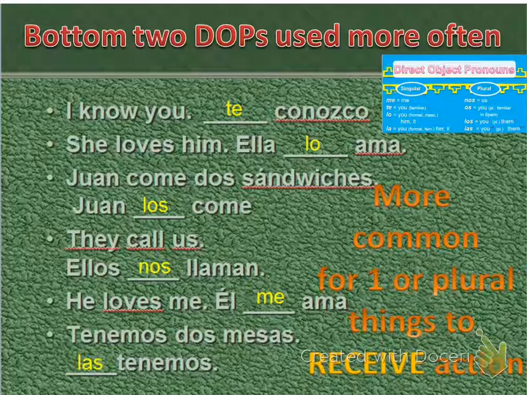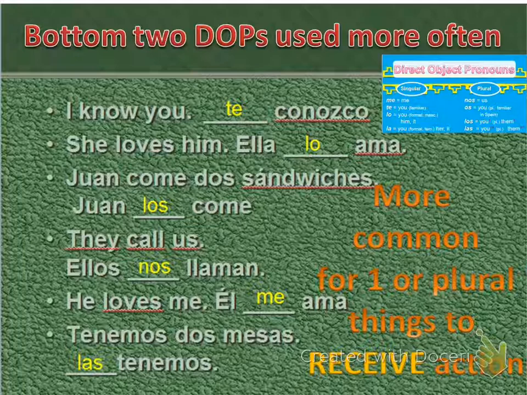I know you. Who or what is being known? You. So you are receiving the action of being known. You're going to go to your direct object pronoun box, and you're going to look for the you. In this case, you would have to know that the you is familiar versus the you being formal. So if it's something familiar or informal, it would have to be specified there.